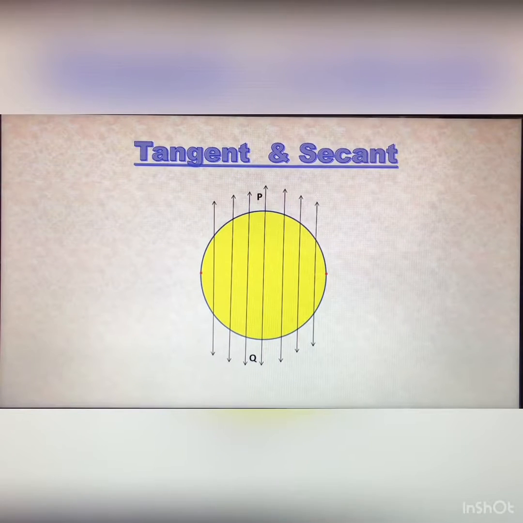How can you identify? How can you say that these are secants? Because all the lines have two intersecting points on the circle. So these all are secants.